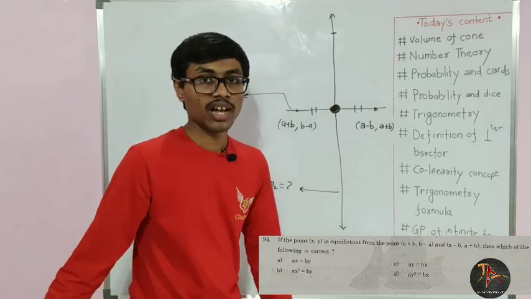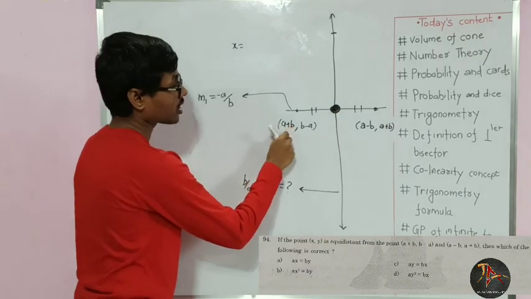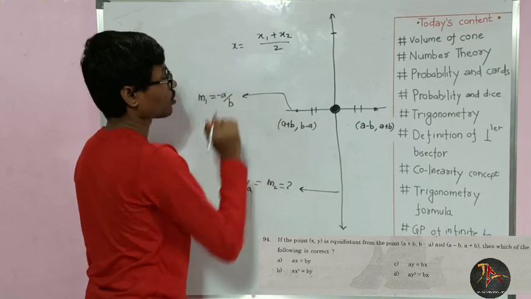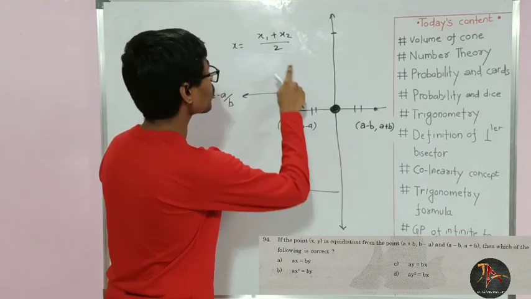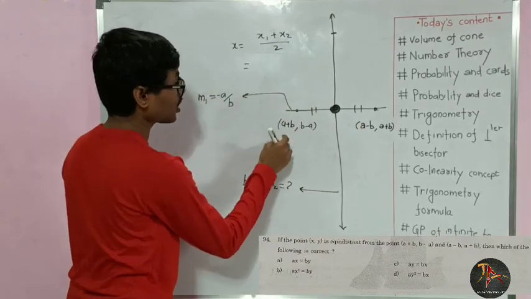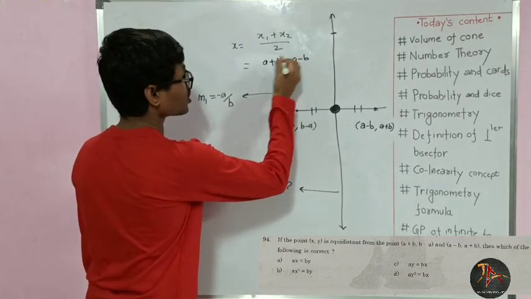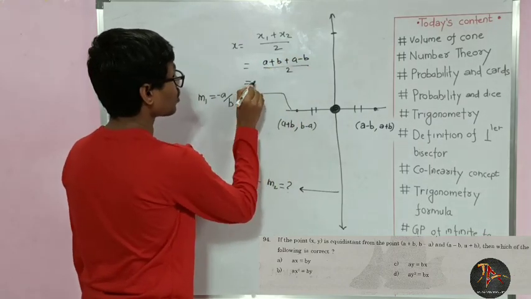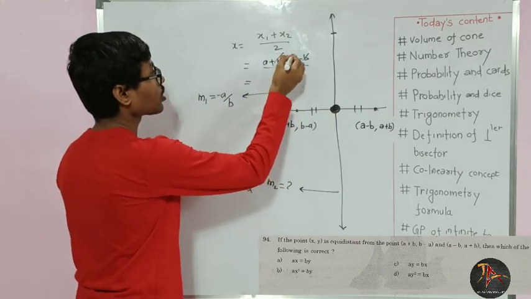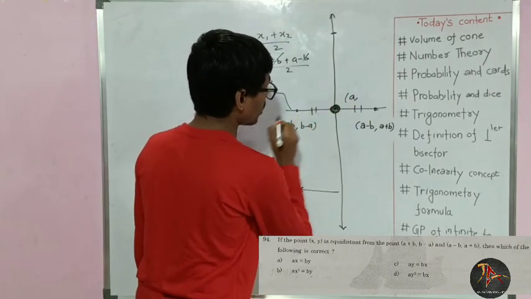suppose two points are given and we have to find the midpoint. Then we can find the x coordinate as x1 plus x2 divided by 2. Add them and divide by 2. On adding, a plus b plus a minus b divided by 2. So b will cancel and 2a divided by 2, the x coordinate will be a.